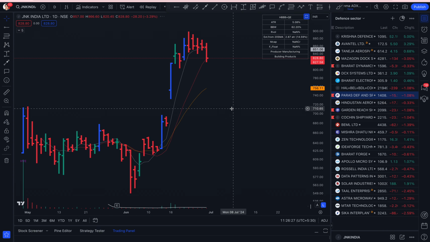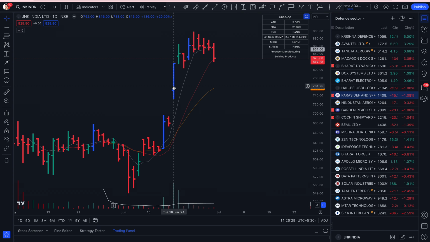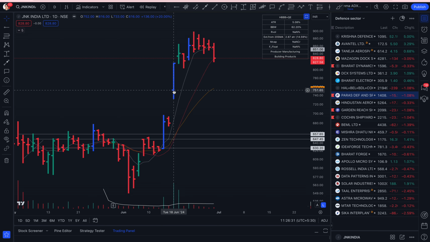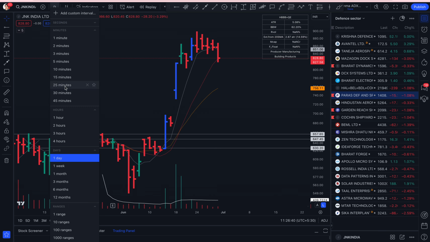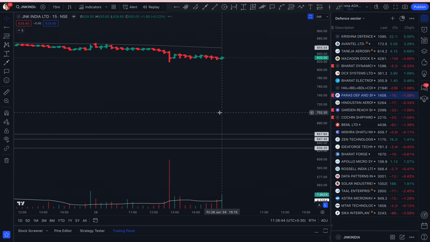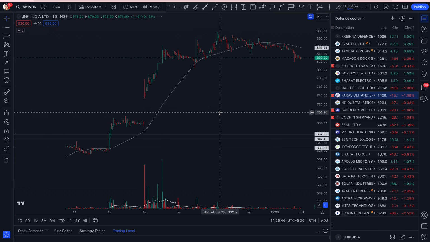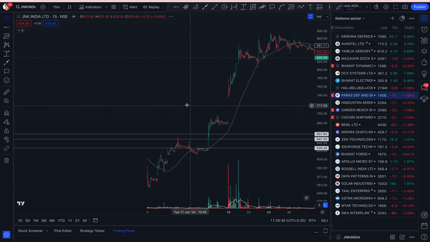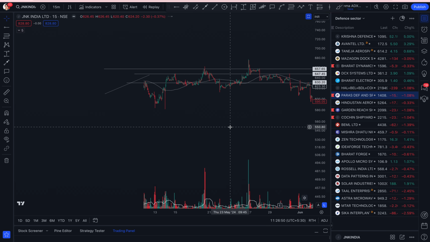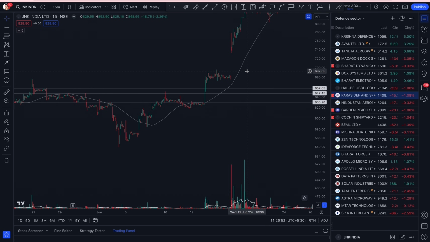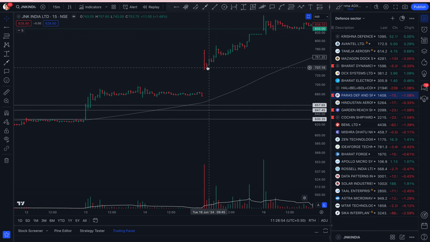So I'll give you an example here. JNK India gapped up here, and I have a gap scanner called TGP, and it basically catches stocks like this. And once this guy did break out on an intraday time frame, it actually came back and retested that gap, okay? Here.